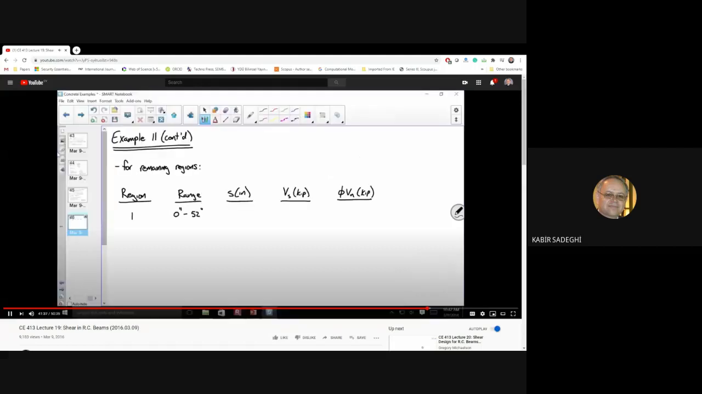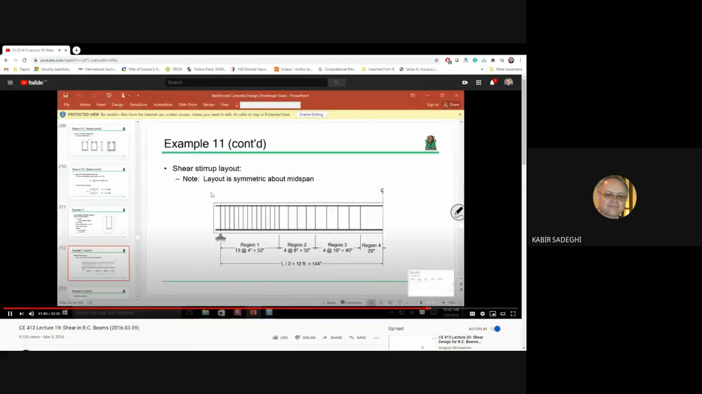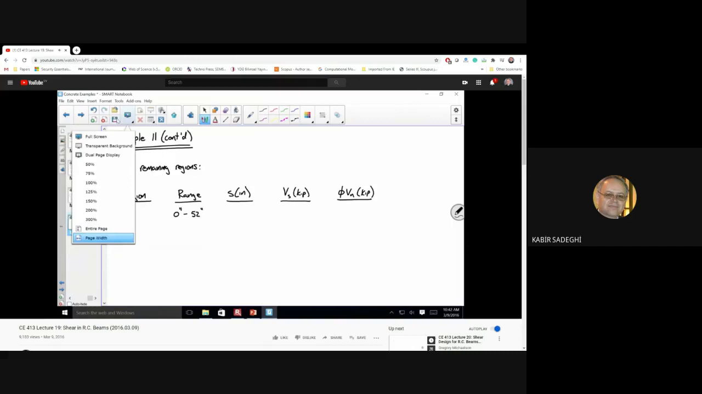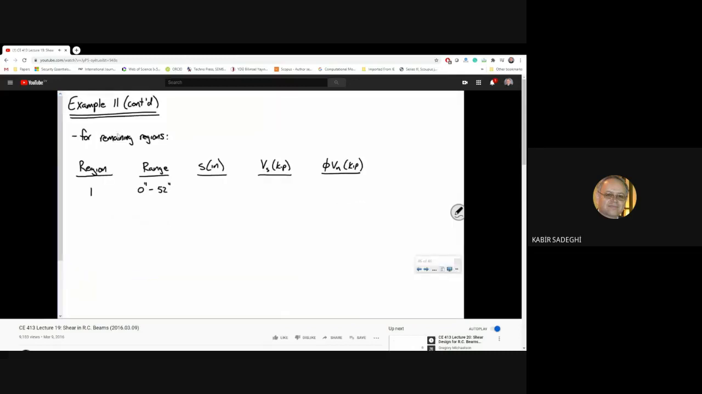I'm going to pull that up because I want that to make sense. This region 1 goes from x equals 0 to x equals 52. Everybody okay with that? Okay. Therefore, he has divided some regions. Region 1, 2, 3. And the spacings are different. What was our spacing in that region? 4 inches. And what do we get for VS? We got 79.2. And we got 86.72 for that. Is that a fair statement? He selected S and found the other things. That's what we got, right?